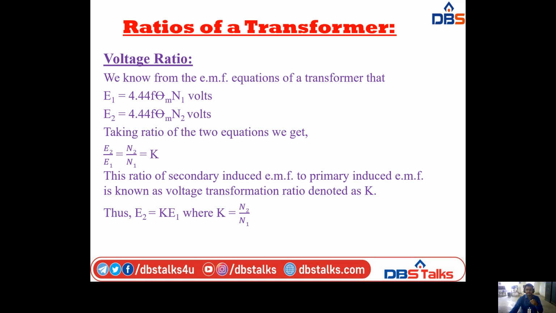Where K is equal to N2 by N1, that means the number of turns in the secondary winding divided by the number of turns in the primary winding. That one is called the transformation ratio. Okay, this is the voltage ratio.